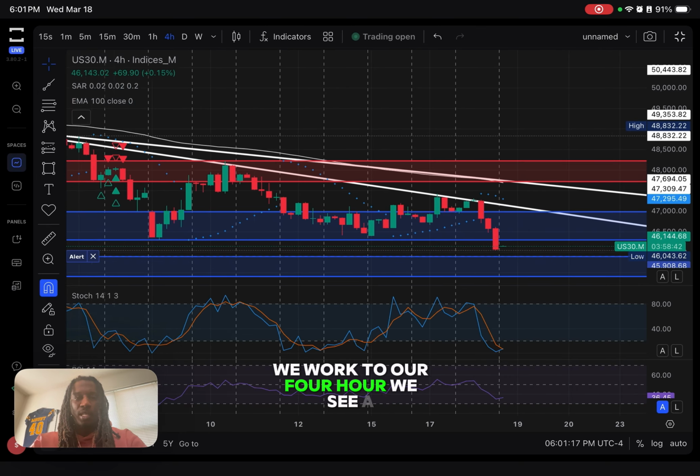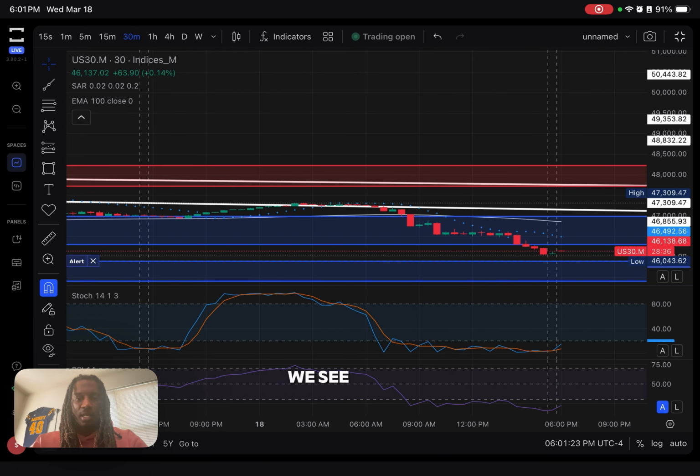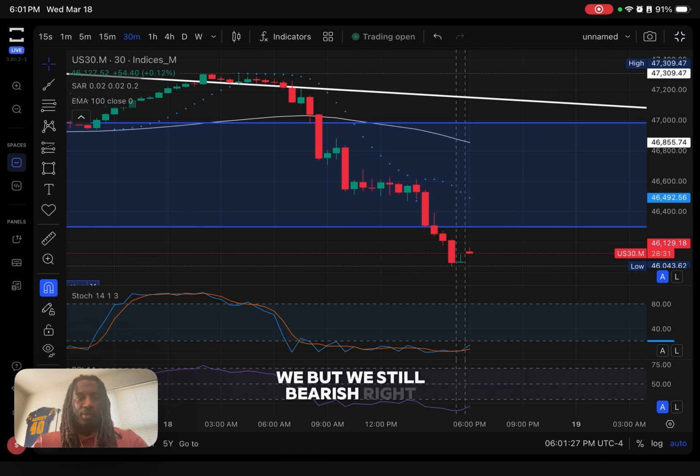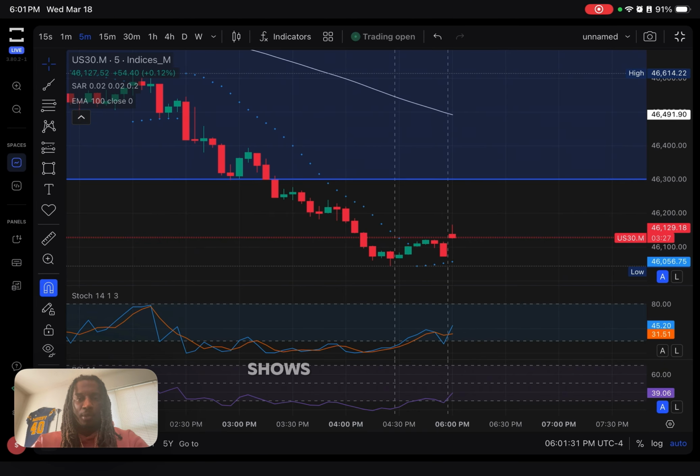We see a bearish trend going on because it keeps here, not breaking, right? Then we go down to our 30-minute. We see what's going on. We're looking like we're trying to get some pullback, but we're still bearish, right? Then we go to our 5-minute. We see what's going on. Market just opened up. It shows you the break.